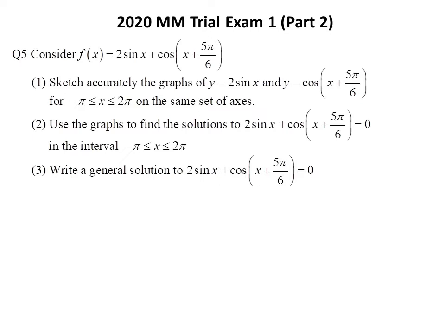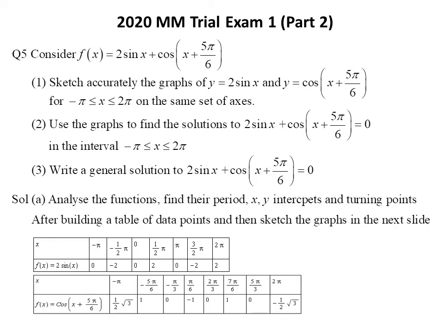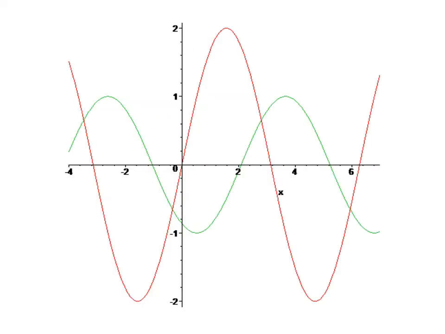within the given domain for question 5.1, we need to find out the properties of the two functions like period, amplitude, x and y intercepts, turning points, etc. If possible, list a table of data that preserves all the important features of these two circular functions and then connect these points smoothly. These are the two graphs of the two circular functions.